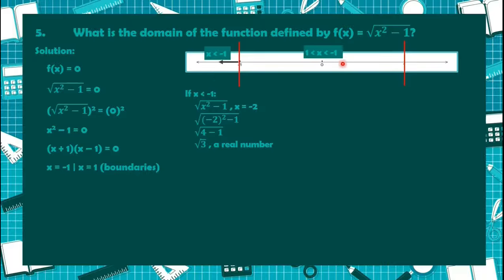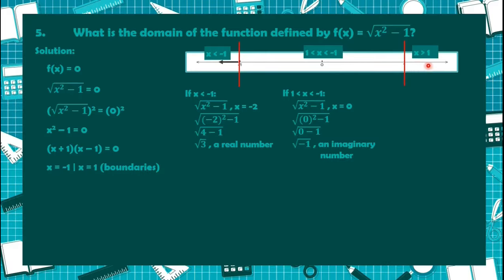Let's check if the x values in this region are still a solution for this function to work, for it to output real y values. If x is less than 1 but greater than -1, we have the square root of x squared minus 1 and we let x equal 0. 0 is part of this region. So we substitute 0 for x. We have the square root of 0 squared minus 1, then the square root of 0 minus 1. Then the answer is the square root of -1, an imaginary number, which means the x values in this region are not a solution for this function because it outputs an imaginary value of y.